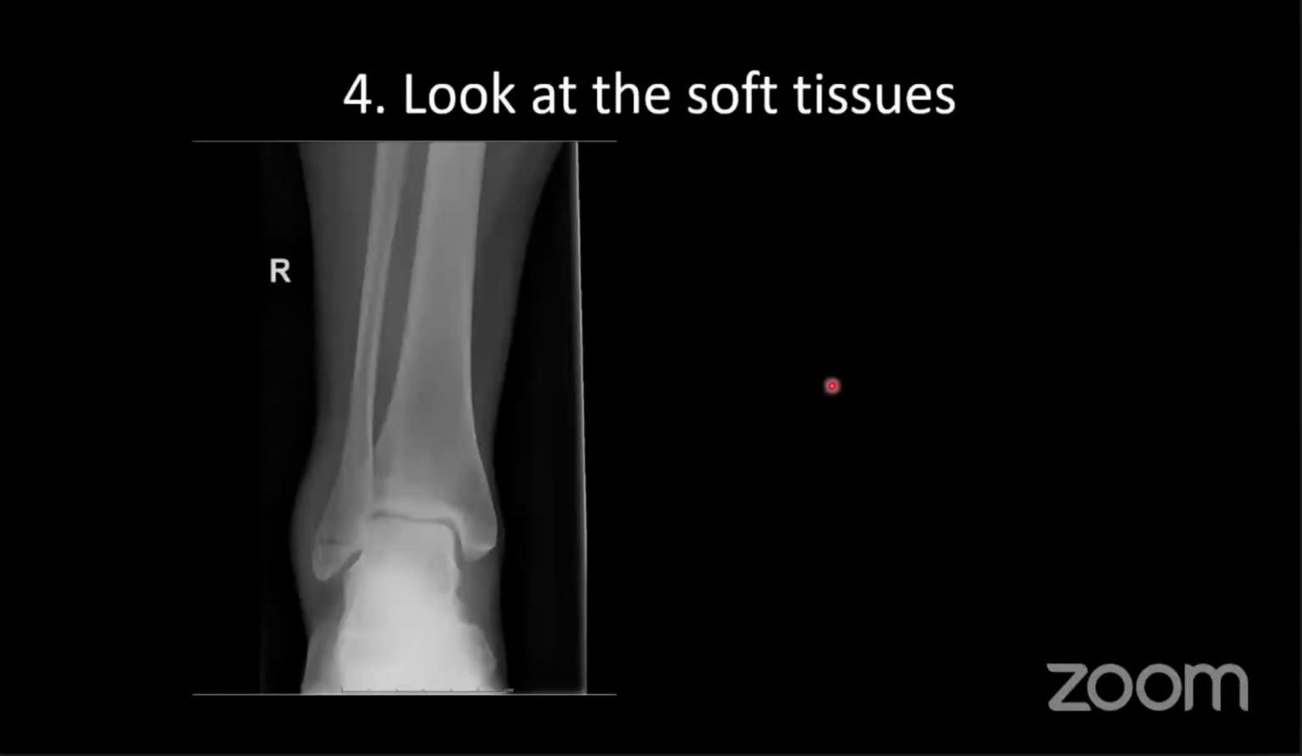Right, so then the other thing I said I would move on to is look at the soft tissues. So what do you guys think of this film on the left here? What's the abnormality? Yep, exactly. So lateral malleolus fracture. This fracture is very obvious. I tried to find a more subtle example, but I couldn't find a good one.